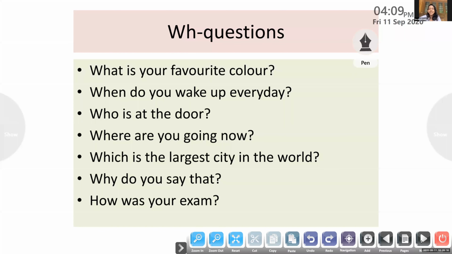Okay, which is the largest city in the world? Any idea, Sian Fatima? The largest city in the world. Any idea? Sian? Ma'am, Tokyo. Who said the answer? Ma'am, Anandakrishnan. Anandakrishnan, absolutely right. Tokyo is the largest city. And tell me, why do you say that? No, ma'am, I have read it in the book.